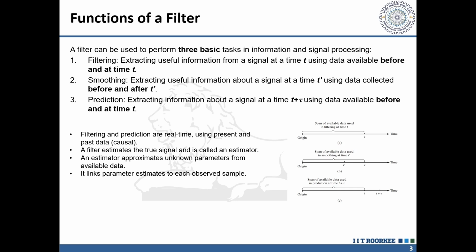In essence, a filter can only provide an estimation of a true signal. Thus, filters are also called estimators. More accurately, we should say that a filter is a type of estimator. In statistics, an estimator is a tool that approximates unknown parameters based on all the measured data available. It is a function that associates a parameter estimate to each possible sample that we can observe.